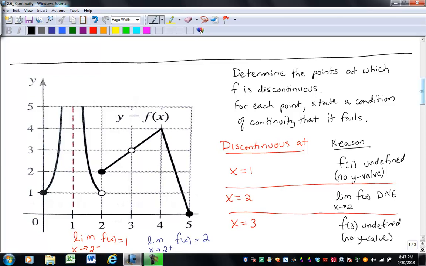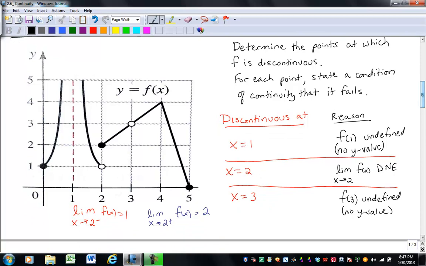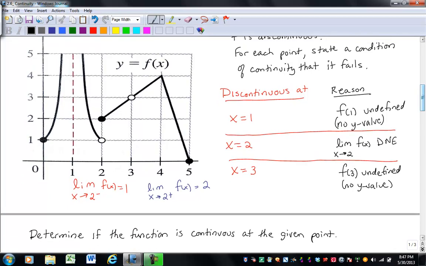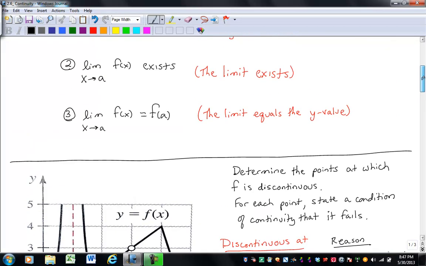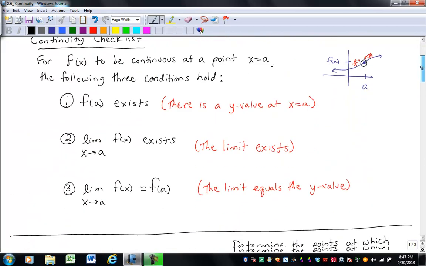All the rest of the points of the graph are continuous because I can draw them without lifting my pencil off the paper. Notice after 3, I can draw that whole graph without lifting a pencil off the paper. The other kind of discontinuity you can have is where the limit doesn't equal the y value, and that's usually where there's a big jump in the graph. Let me show you a picture of what that would look like if the limit doesn't equal the y value.